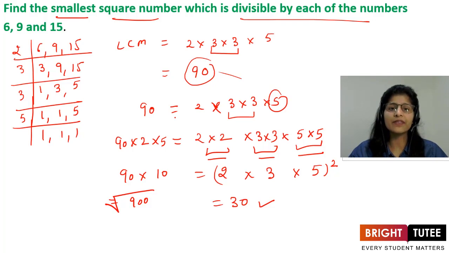Now, to make it a perfect square, we observe that 2 and 5 are left unpaired. To pair them, we need one more 2 and one more 5. So we multiplied 90 with 2 and 5, and on the other side also we multiplied with 2 and 5. So we got 900. So 900 is the smallest square number that is divisible by 6, 9 and 15. Is that clear to you? So this is how we find it.